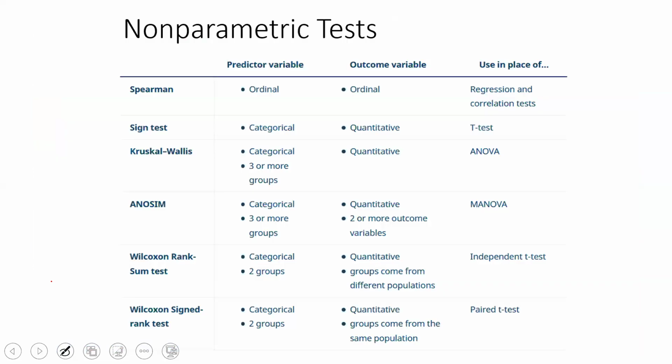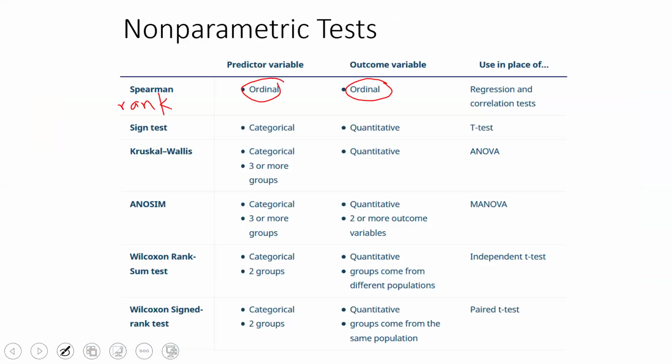For examples of non-parametric, I said earlier that we have a correlation that you use for ordinal and ordinal variables. We call it Spearman rank correlation. So when your research question is comparing two ordinal variables, you cannot use a Pearson correlation. You have to use a Spearman correlation. That is the only way we know that you know what you are doing.